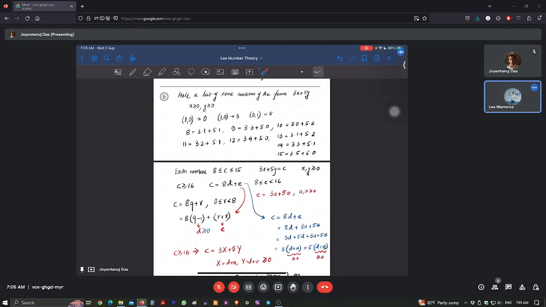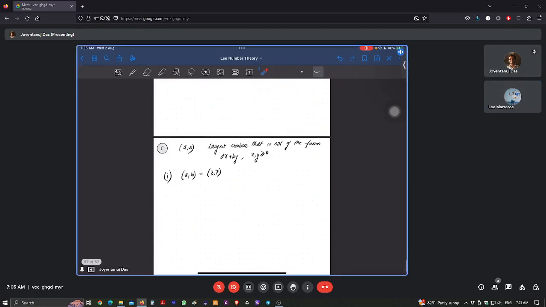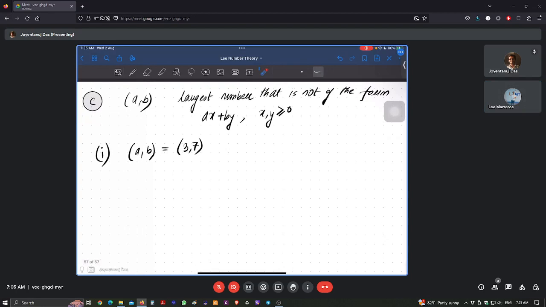Similarly, here they are asking what is the largest number when this is the pair. So 7 and 3. Here we have 3x plus 7y. What is the largest number that cannot be written in this form? That is what they are asking.